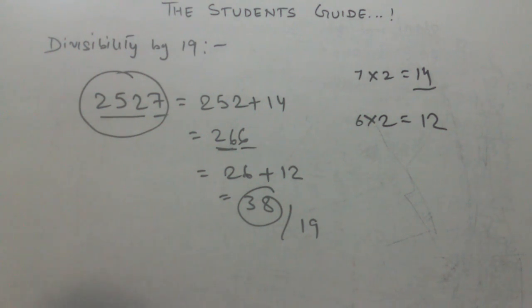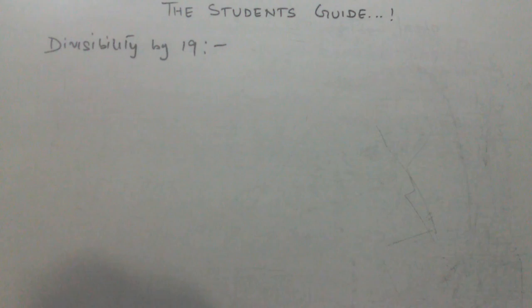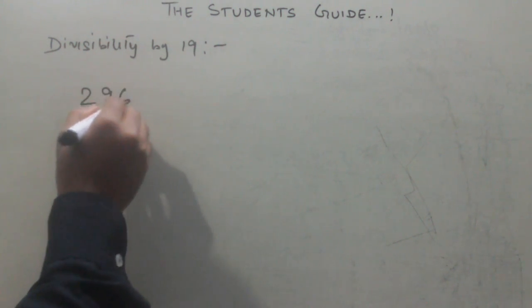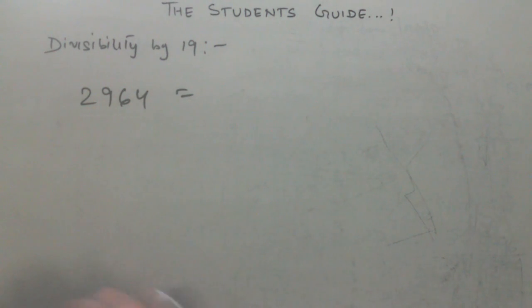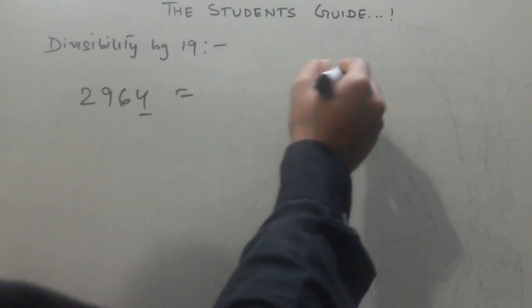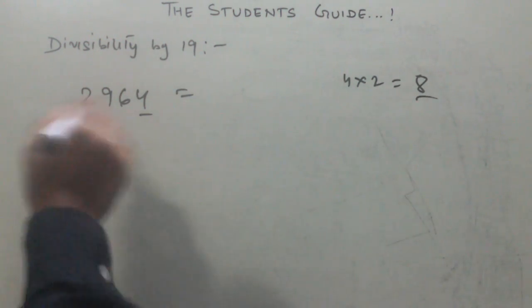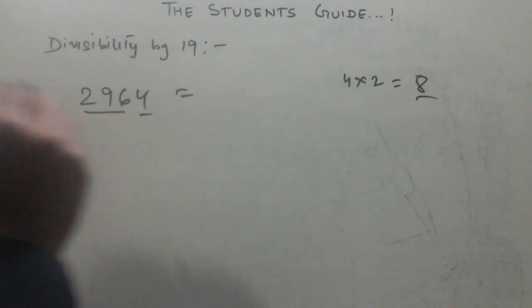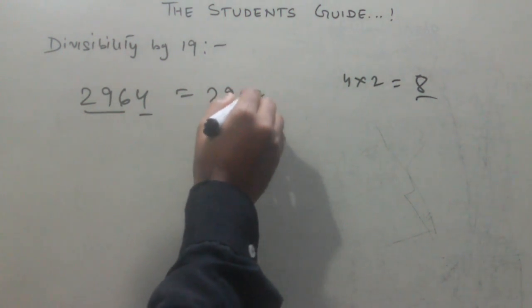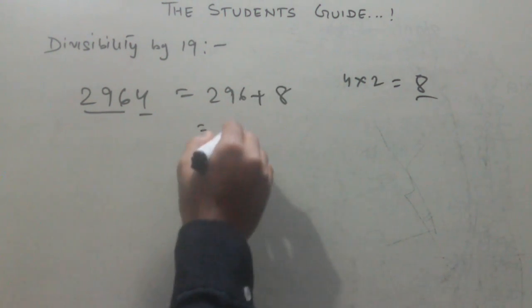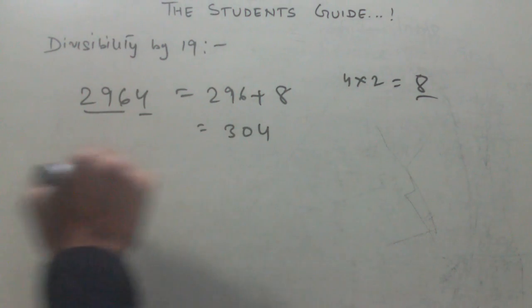So let's take one more example. Suppose we have 2964. What will we do? We will do the same process. Take the last digit, multiply it by 2. Whatever number you get, just add it to the rest of the digits. 4 times 2 is 8, and 296 plus 8 is 304.